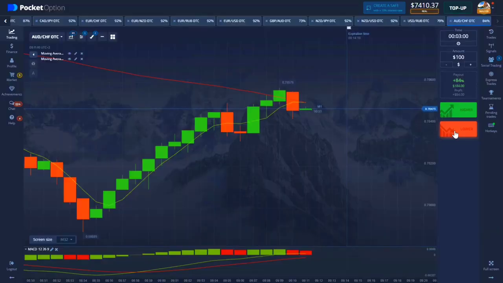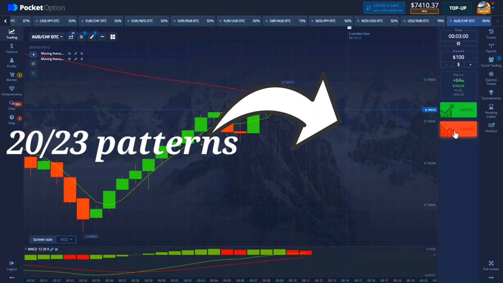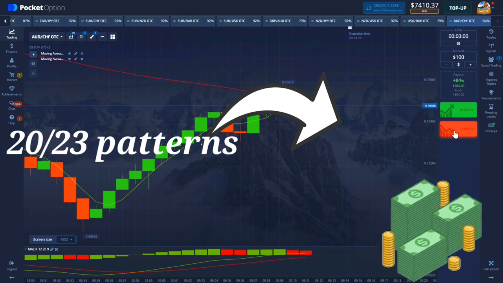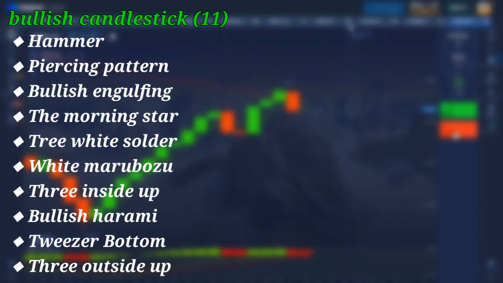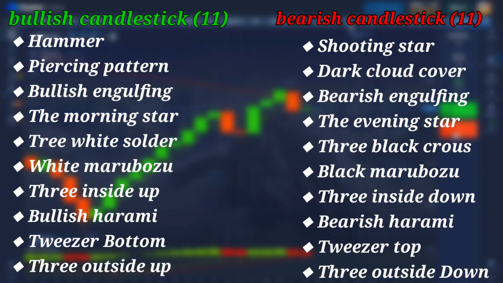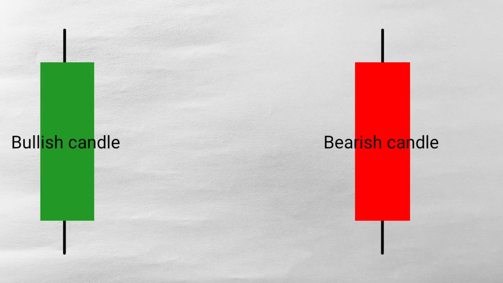So we are going to look at 23 candlestick patterns that will make huge profit in binary options as well as help you become a professional trader. In this we will see 11 bullish candlestick and 11 bearish candlestick patterns and one neutral candle. So you will always get to see 2 such candles in the market.